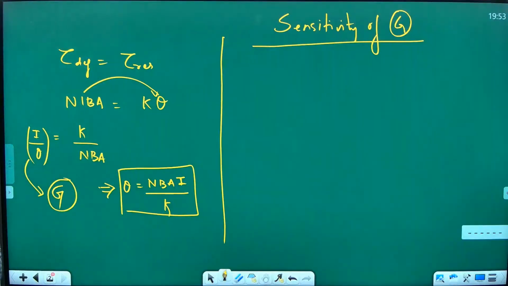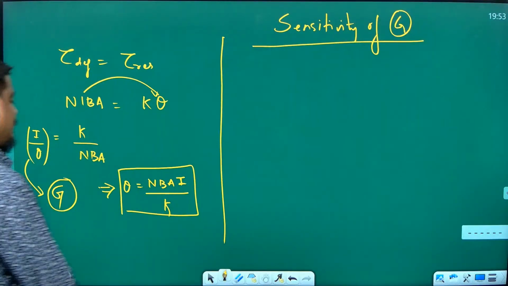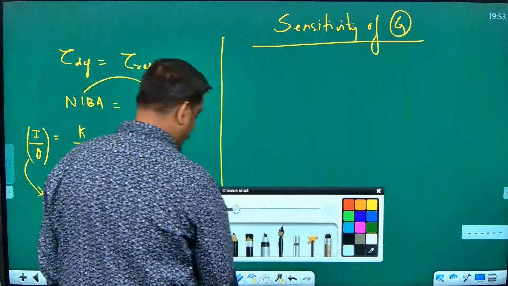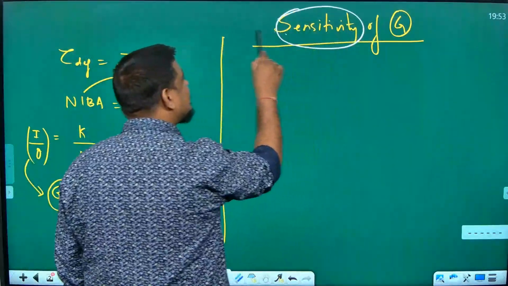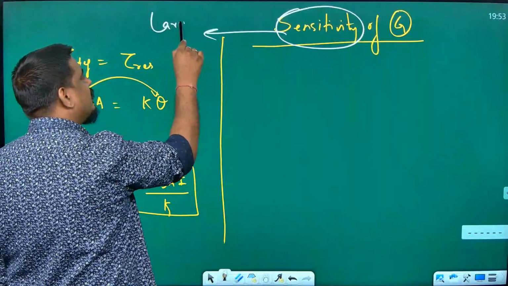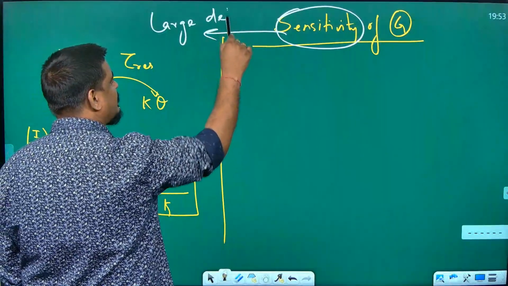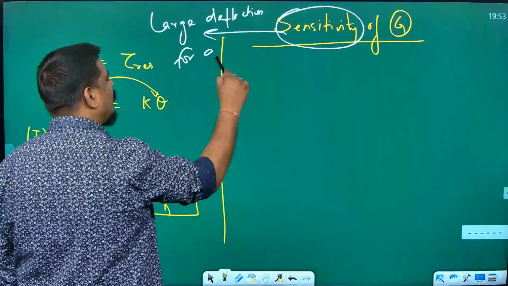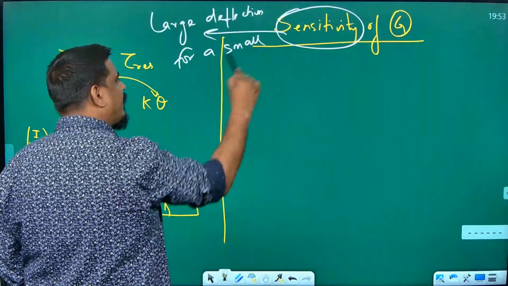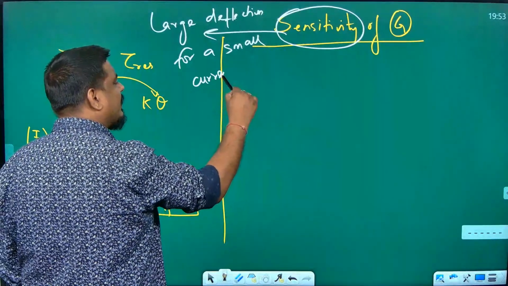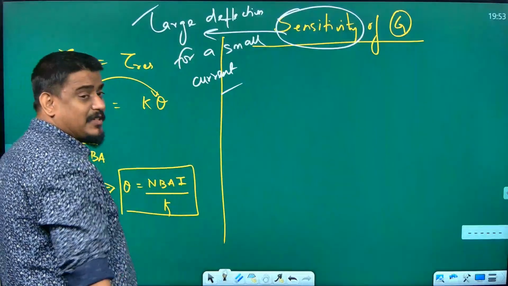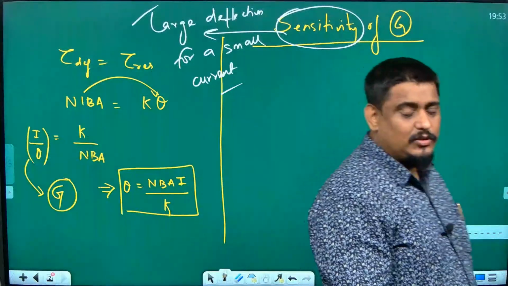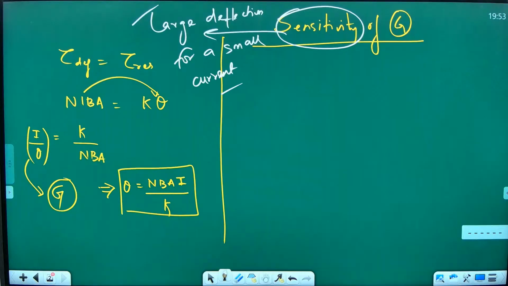So first understand the meaning of the word sensitivity. What is sensitivity? Any idea? Sensitivity means large deflection for a small current. We want our galvanometer to be sensitive only. Then only you can measure it, then only you can find it, isn't it? So if your galvanometer has a good sensitivity, then only it can check the presence of small current, right?